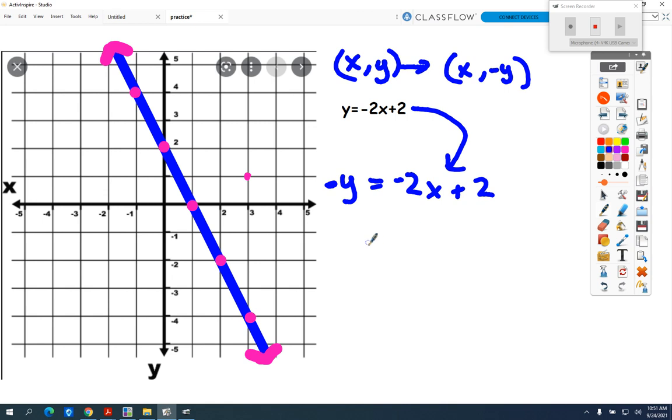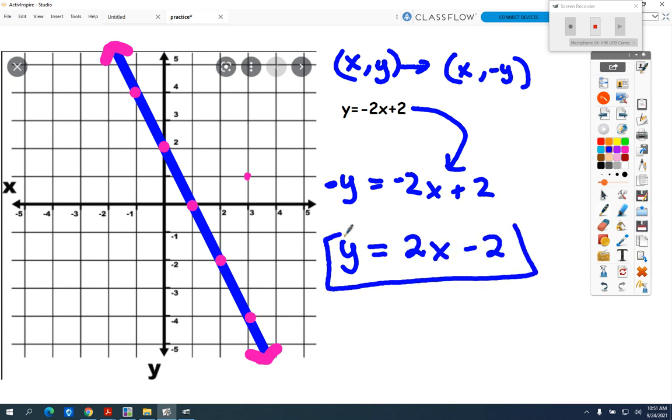And then remember, to graph an equation, one of the easiest forms for an equation to be in is slope-intercept form. So we want this to say y equals. So I'm going to divide everything by -1, and that will leave me with y equals 2x minus 2. So if I go ahead and graph y equals 2x minus 2, I'm going to get this line after a reflection over the x-axis.